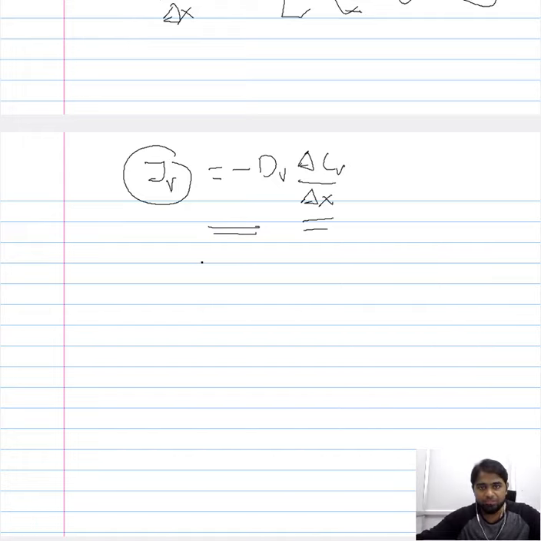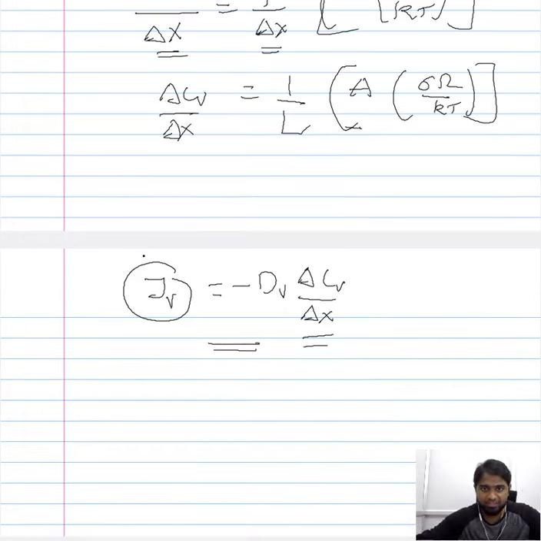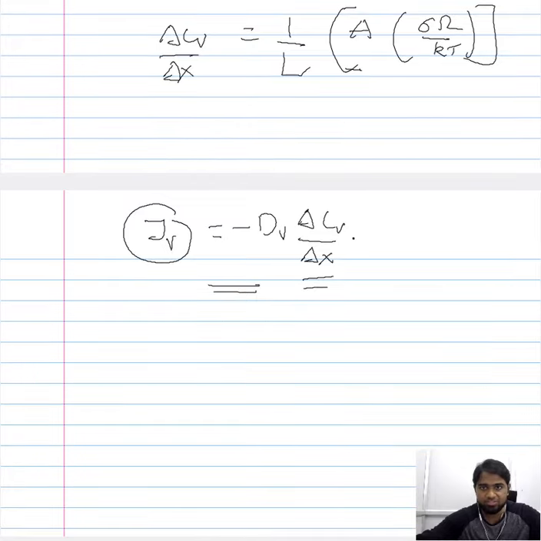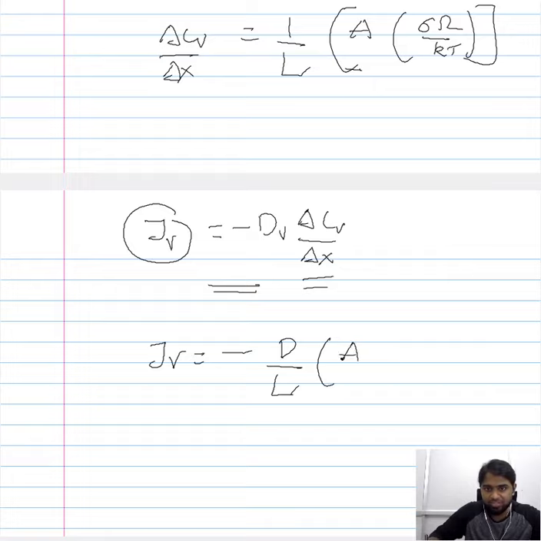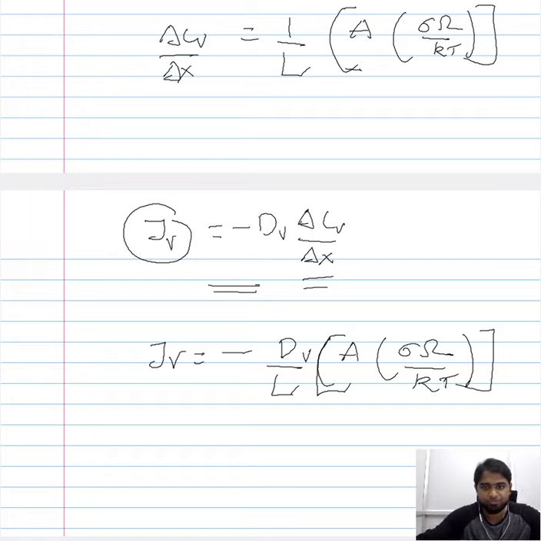So now we have an expression for the flux of vacancies, and when you substitute these terms here, you end up with an expression where the flux of vacancies is minus D by L, with a constant A. Here D is the diffusivity of vacancies, D_V, and A is the factor that introduces the stress in this expression.